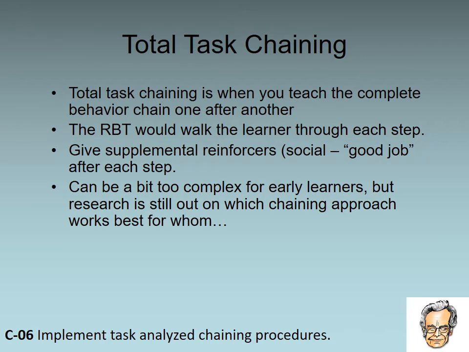Now total task chaining is a variation of forward chaining, but don't get them too confused. Total task chaining is when you teach the complete behavior chain one after another. The RBT would walk the learner through each step. Different than the other two, you give supplemental reinforcers such as social good job or something like that after each step. This can be a bit too complex for early learners, but research is still out on which of these ones actually works best for whom.